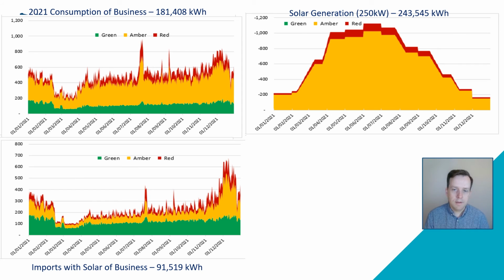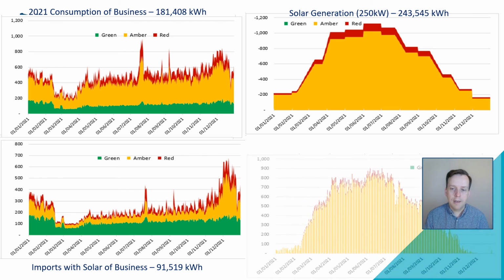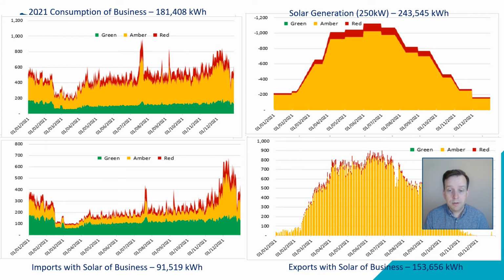The big chunk obviously reflects the curve of the solar generation, and our final graph here is the actual exports with solar. And what you can see here is the significant nature of the export. So for this particular business, the issue is, well, hang on, is the solar generation too much? Is it too big? Can the local grid handle the export of that amount of solar generation?